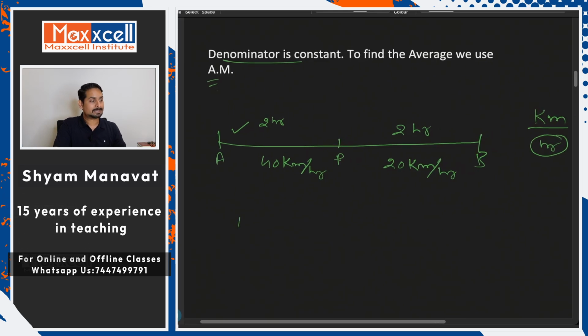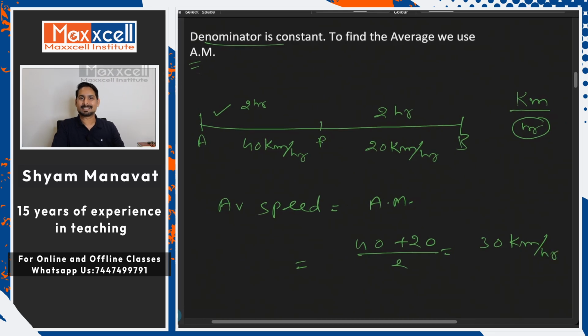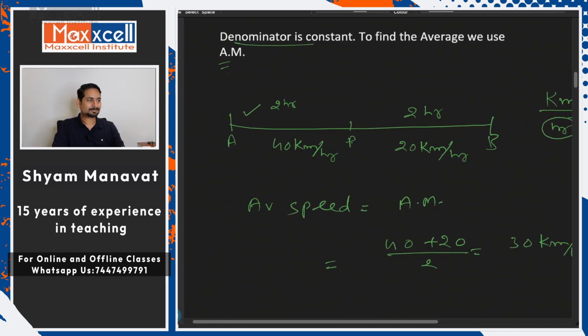Now if the question said find the average speed, then what do you do? You will simply apply the arithmetic mean formula. Denominator is constant. Did you understand that? Okay, so here average speed will be what? Simple, (40 plus 20) by 2, that is 30 kilometers per hour. That is the average. Straight and simple, right?